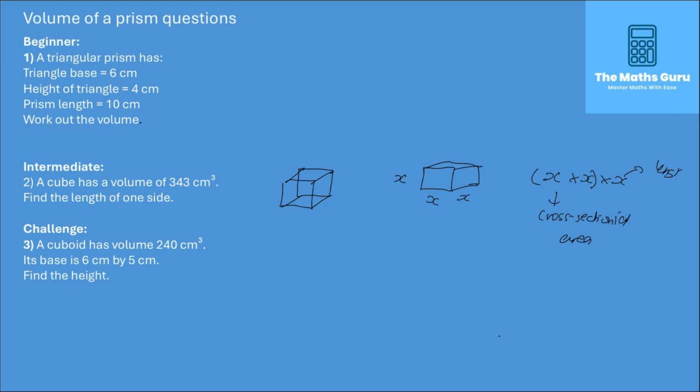times our length, is going to end up with x cubed is equal to 343, which means x is now going to be equal to the cube root of 343. Hence, when we work this out, x is going to be 7 centimeters. And this means that our cube is going to look something like this. 7, 7, and 7.